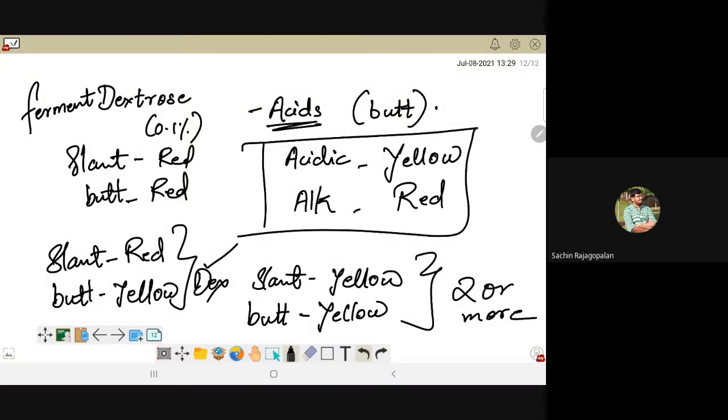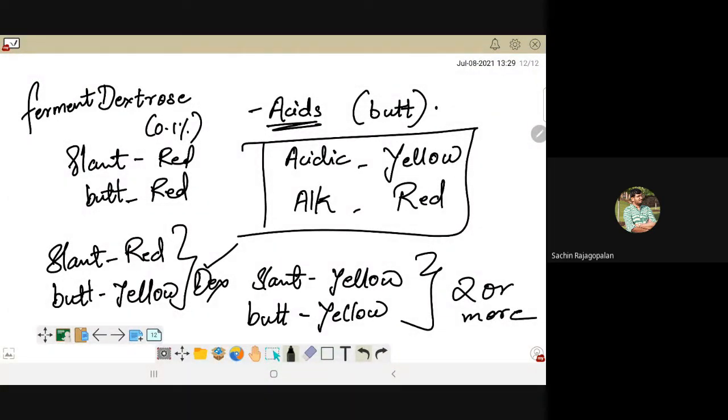Cannot utilize any sugar, right? It's not able to utilize any of these sugars because both slant and butt are red in color. Does that make sense to you? Yes. Sir, Harshali, please mute yourself if you're not saying anything. Okay. So if both slant and butt are red in color, it's an indication that none of these three sugars the organism can make use of.